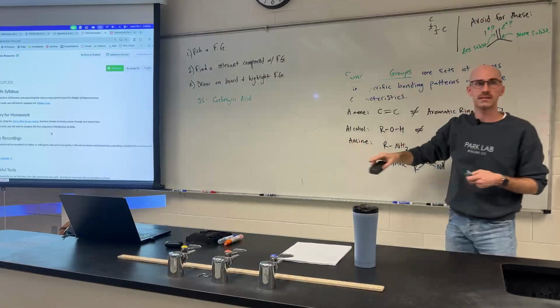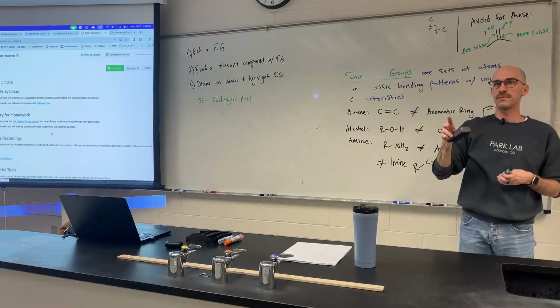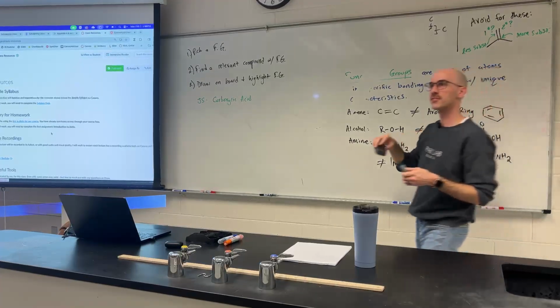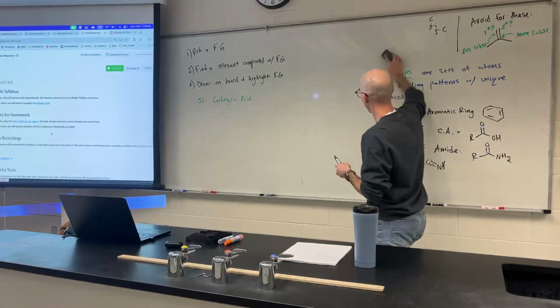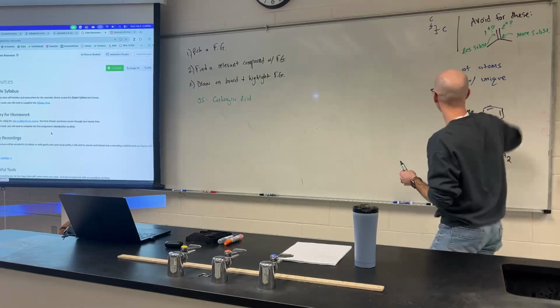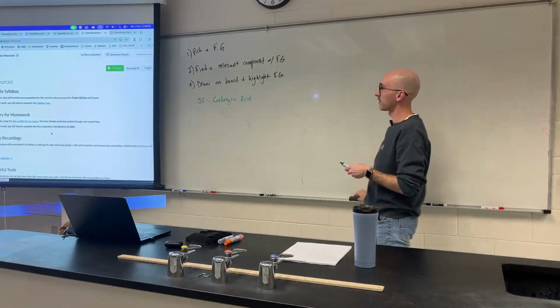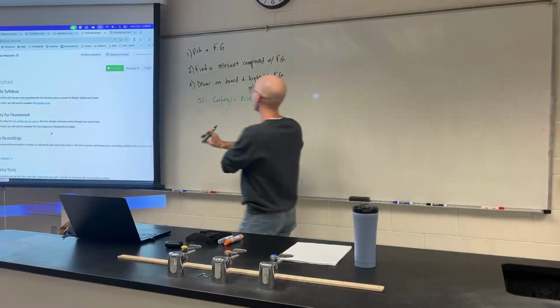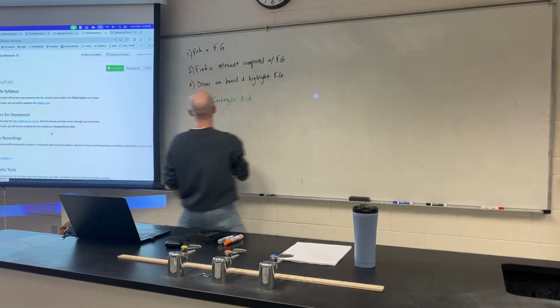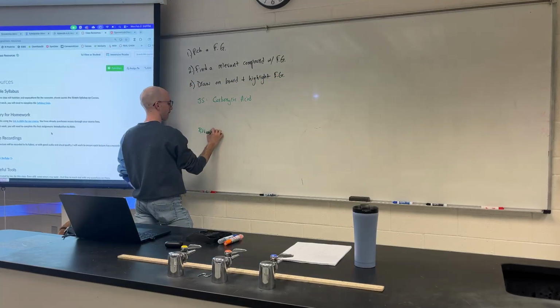Who did I have next? Britton and Natalie. Do you guys know what you want? Okay. Carboxylic acid is off the table. You want the amine. Good.